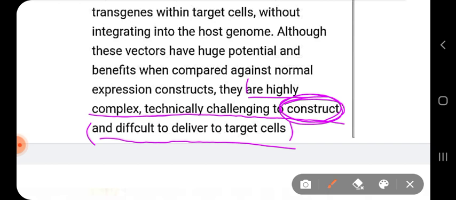On the other hand, we have to properly deliver that chromosome into the target cells. Big chromosomes are difficult to deliver; small chromosomes are easy to deliver. But suppose we are using gene segments which are quite large in size, then it will be difficult to transfer them into the target cells. So these are some problems that will arise while using a human artificial chromosome as a vector.